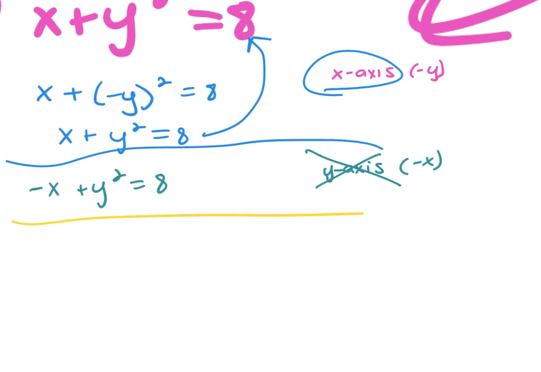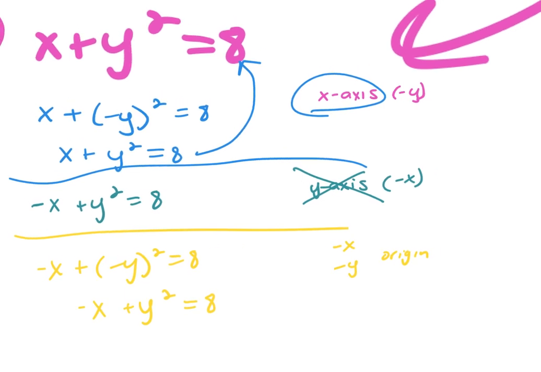And then the origin is both negative x and negative y. Negative x plus negative y squared equals 8. The x would stay negative, the y goes back positive, and 8 has no change. When you compare it to the original, it's not the same, and they're not all opposite, which means it's not the origin either, and it is just symmetric to the x-axis.